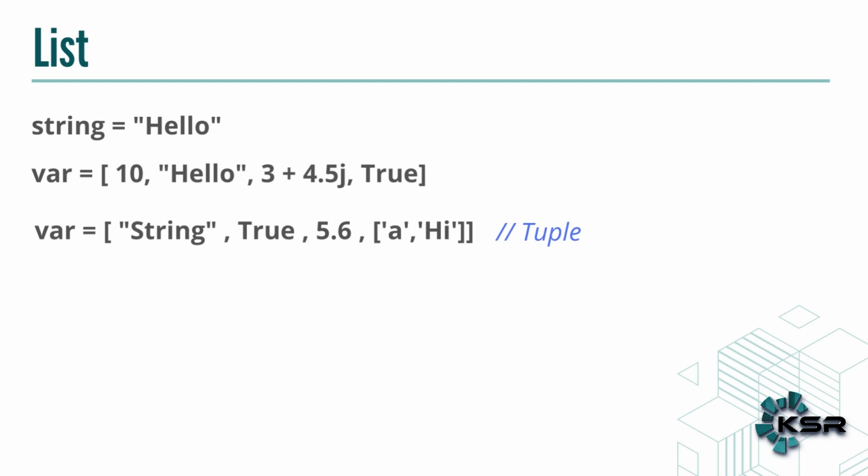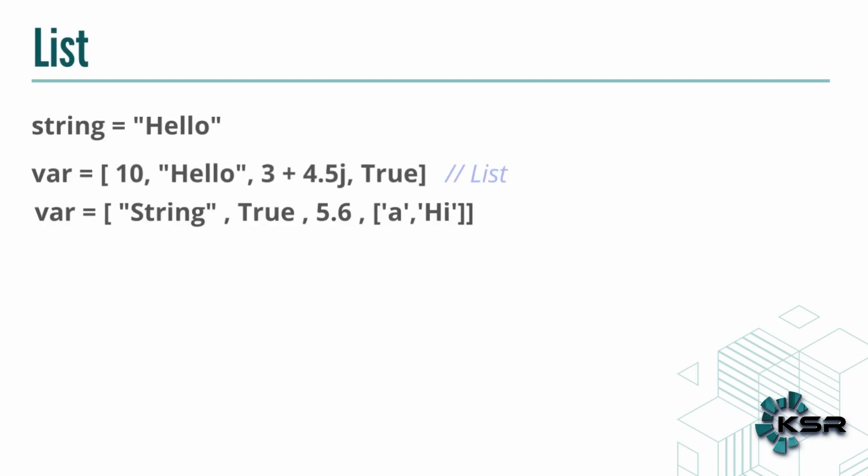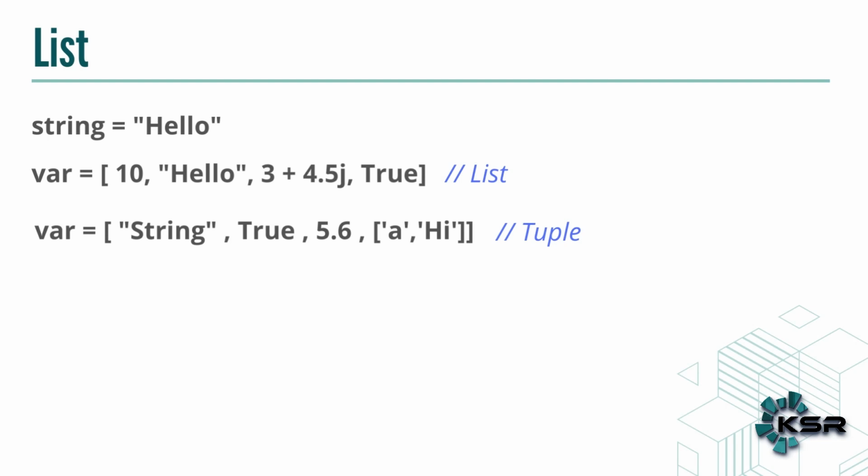If I want to store integer, string, complex, boolean, float, etc., then I want to create a list. I can store everything as part of one variable, and this variable is my list. And why is it a list? Because I enclosed everything in square brackets. So that is the reason it became a list.